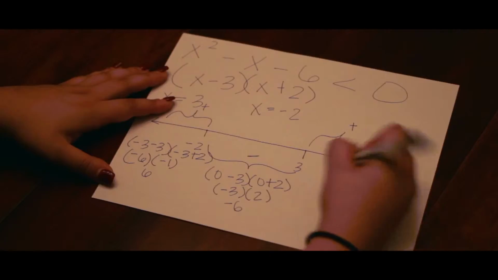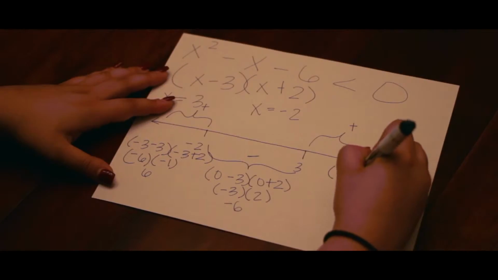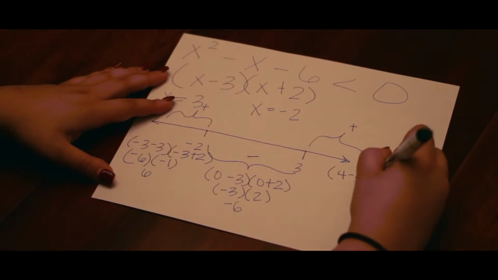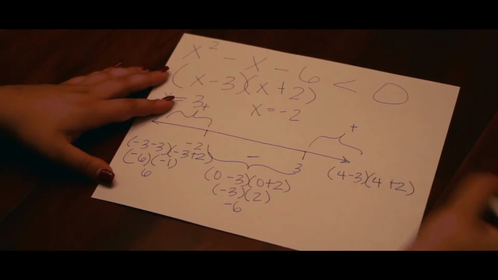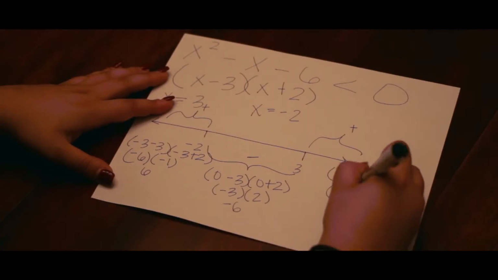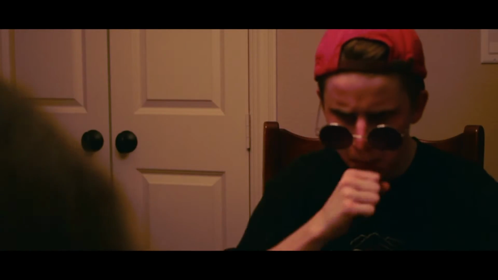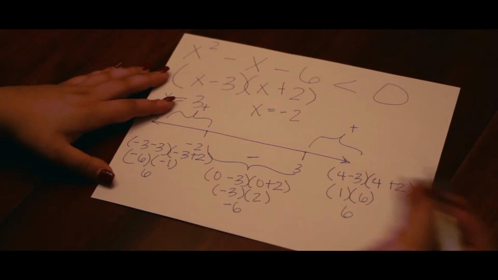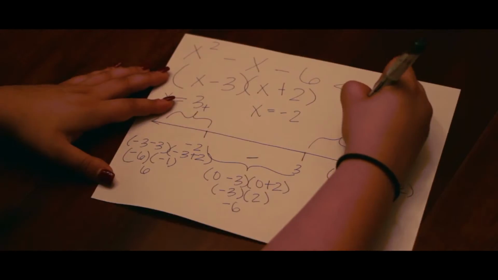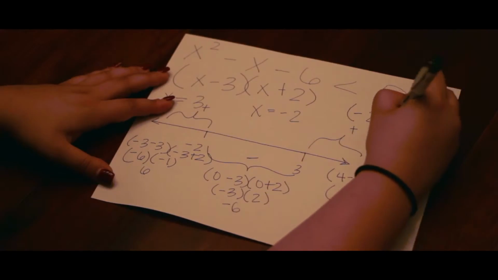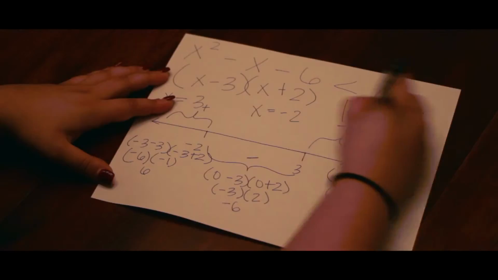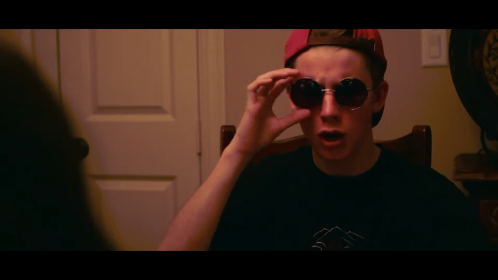Because let's say 4 minus 3, 4 plus 2. 1 times 6. That's all positive. So where is it going to be less than 0? It's going to be from negative 2 to 3. All right, I see you.